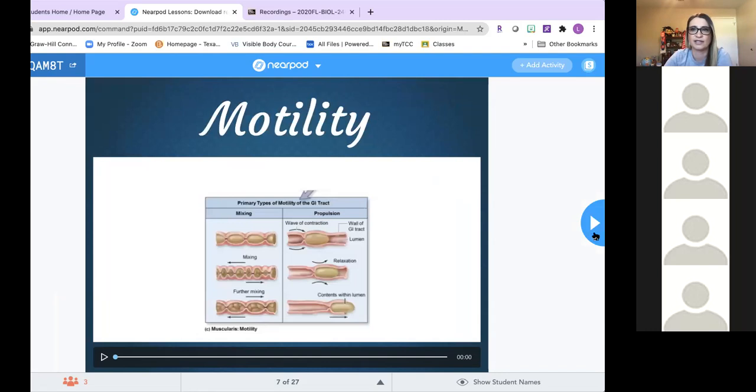All right, let's see. I've already talked a little bit about motility, but you can see here the mixing types. So think about the mixing as different sections contracting kind of at different times, and that just moves stuff back and forth. Versus peristalsis is more like the contraction begins and then it continues along the line.